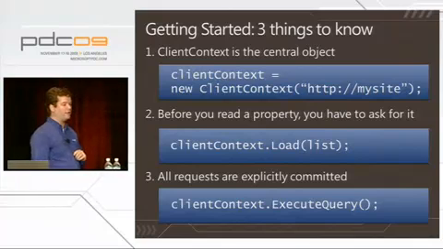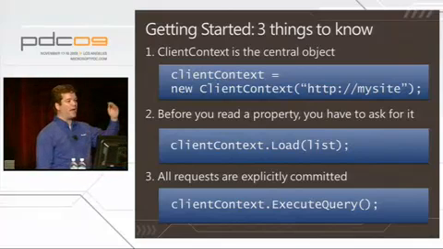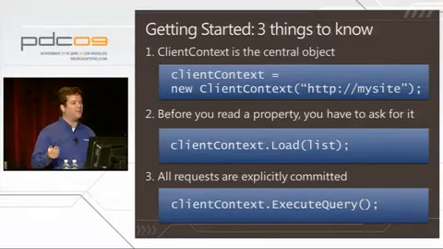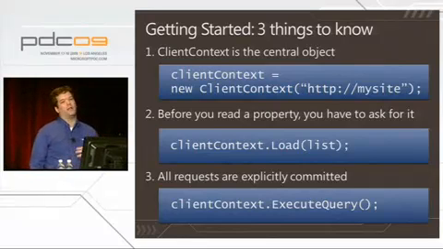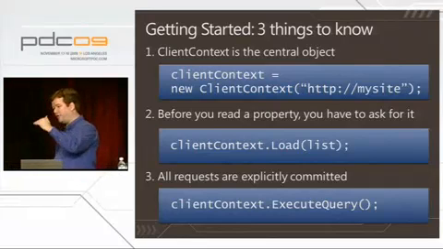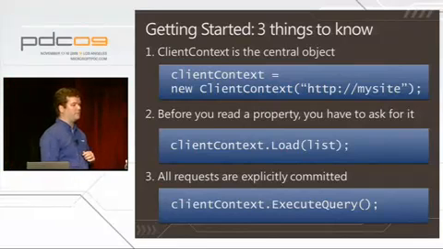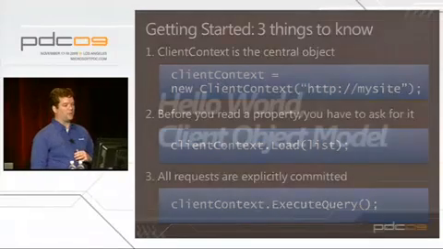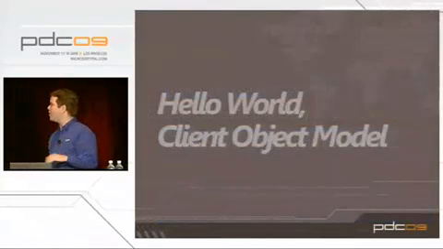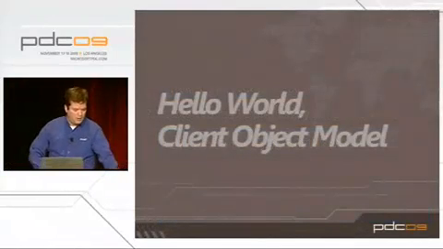Then when you call client context.execute query, it will batch all of those requests and maybe any methods that you might have fired over to the server and execute all those things in a sequence and then return the results back to you in the client that you can develop against. So that's the basics of working with the client object model. Let's get started and look at some code for how to do this.